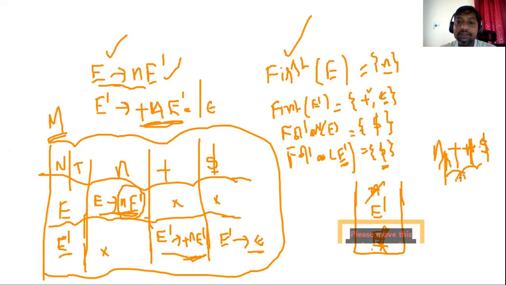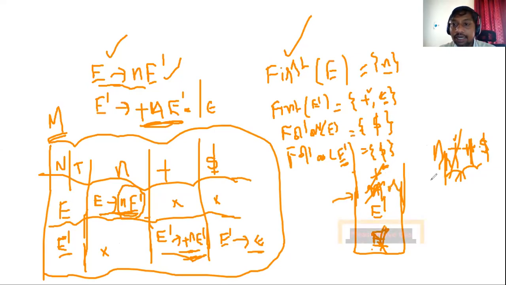E dash with plus: we have a rule, and the corresponding rule is this one. On top of E dash n we have to insert plus. Now we have plus on top of the stack, and the current input symbol is also plus. These two get cancelled. Now on top of the stack we have n, and the current input symbol is plus.